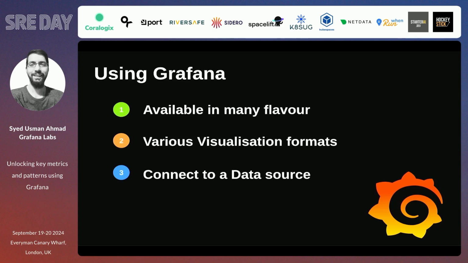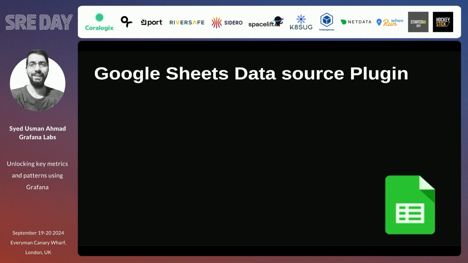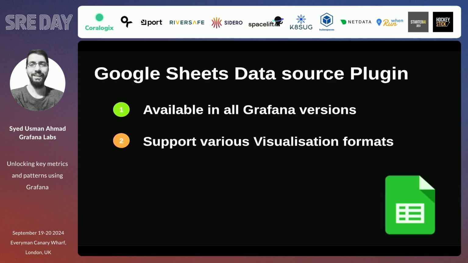So with that, keeping it very short, Grafana is available in many flavors. It's in OSS, Enterprise, Cloud. It provides many visualization formats, and you just need to connect to a data source, and then it will read the data and display it in the dashboard. And there's this plugin by Grafana called Google Sheet Data Source plugin. It is available in all Grafana versions. It supports various visualization formats since it is part of the core, so it is available by default. You don't need to even install or do anything. And it is very easy to set up and integrate, which you will just see.